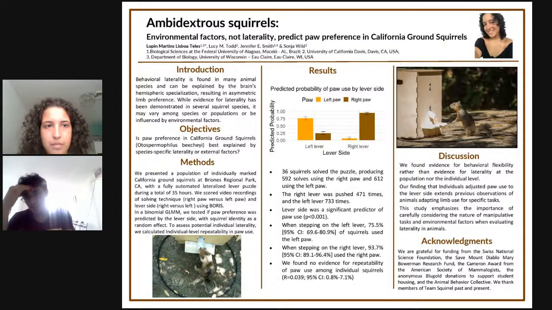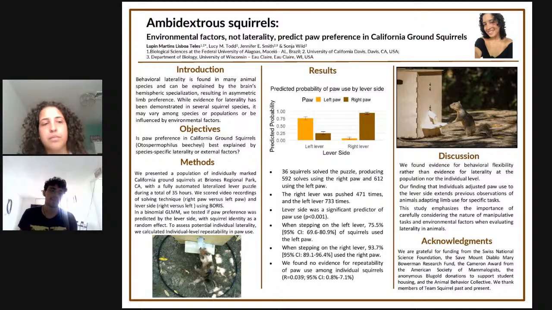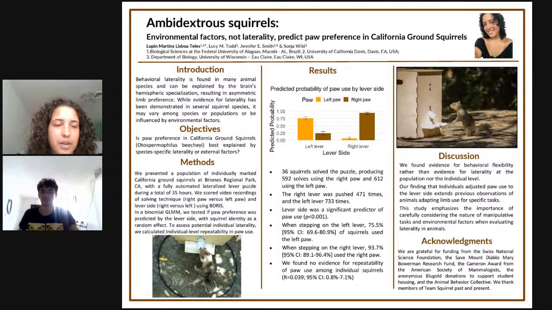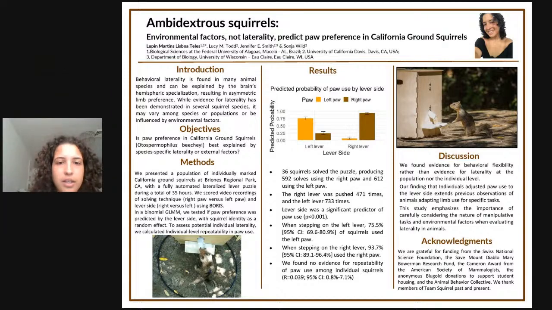It says, yes, but I was thinking that maybe they do show repeatability, within the flexibility of using both paws. Yeah, maybe it is, but with the research that we did and the numbers that we have, at least in this population, they didn't show enough. We didn't have enough data to confirm this, basically.